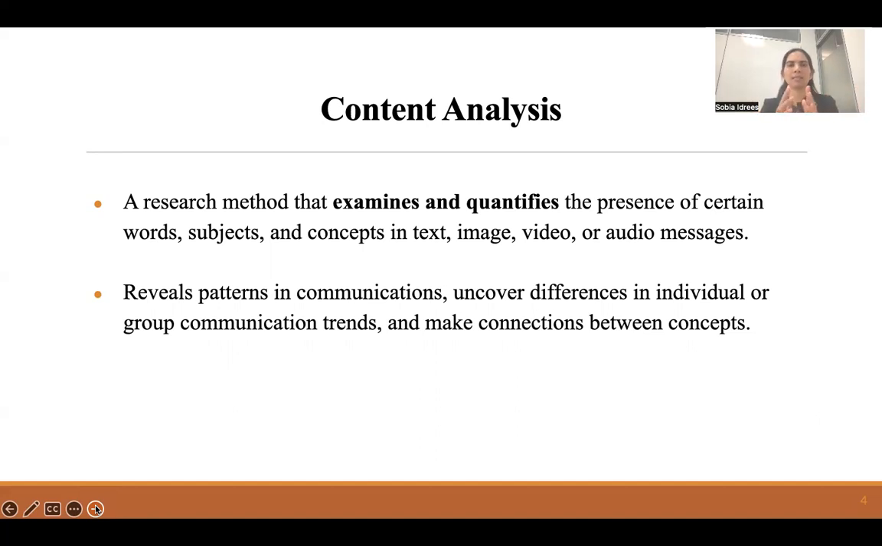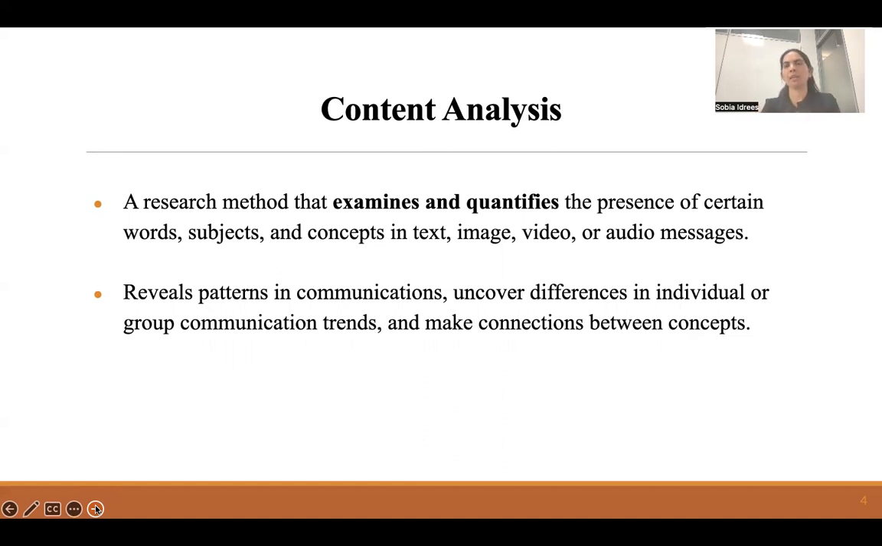For example, how the same thing is said by an individual versus how the same thing is said in a group communication trend. The researcher tries to understand the differences in those different group settings, and then looking at the connection between those concepts is called content analysis.